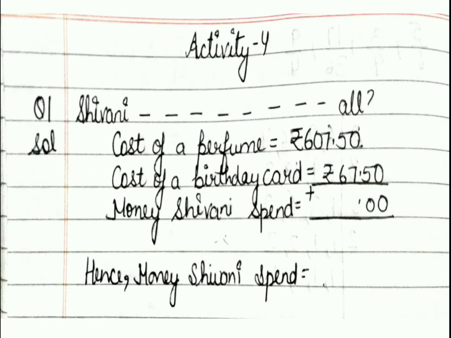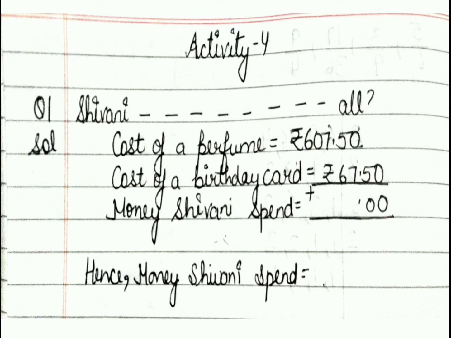Firstly, in the copy you write in this manner: activity 4, then question number 1, Shivani dash all. Then you write cost of a perfume. If you want to write amount spent on a perfume or money spent on a perfume, that is also correct. But I am writing here cost of a perfume. So cost of a perfume is rupees 607.50. Cost of a birthday card is rupees 67.50. Then you have to tell how much money did she spend in all.